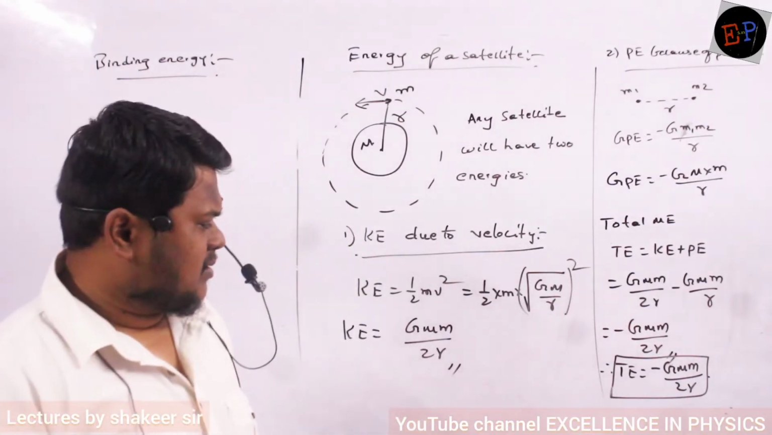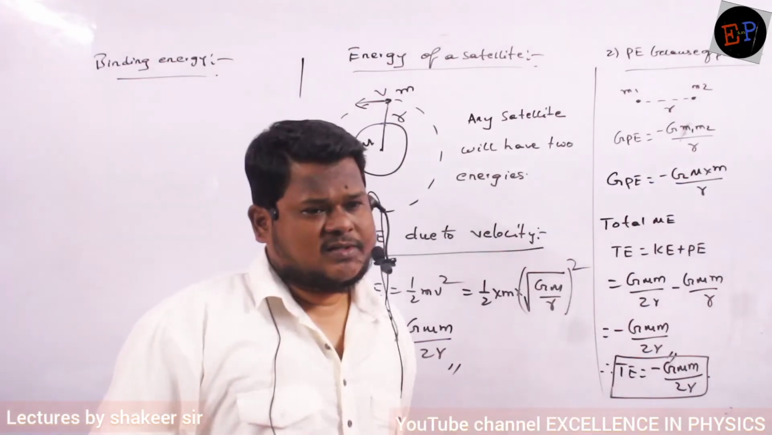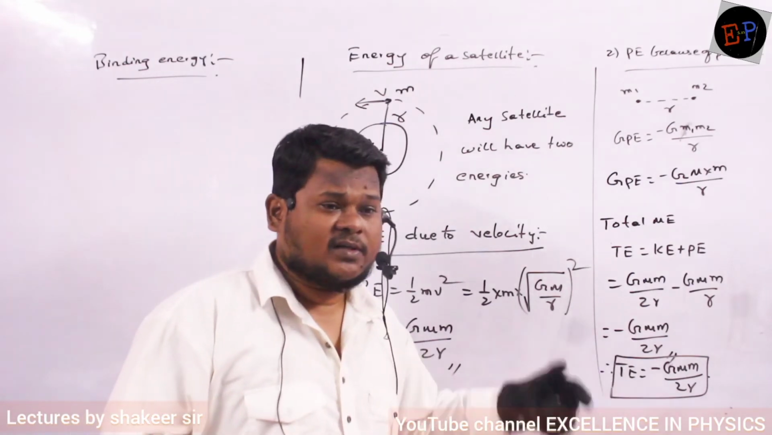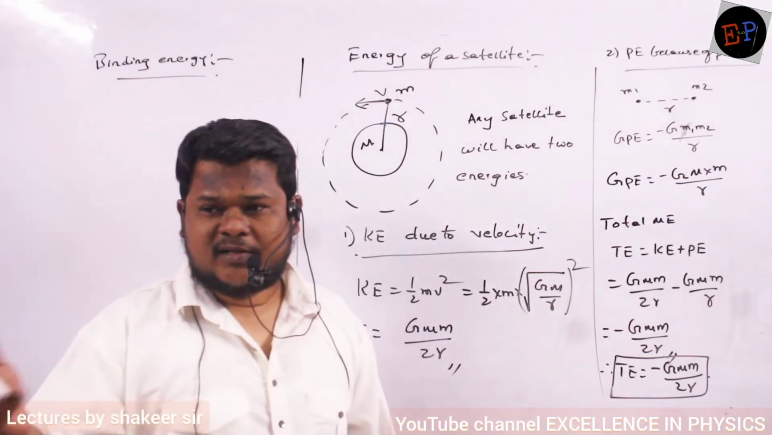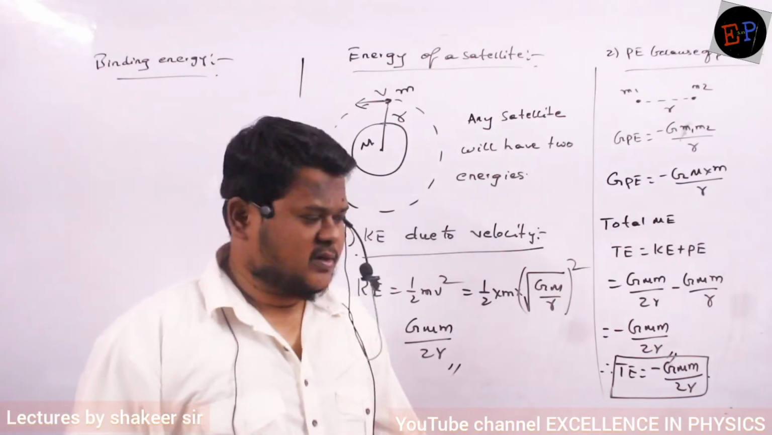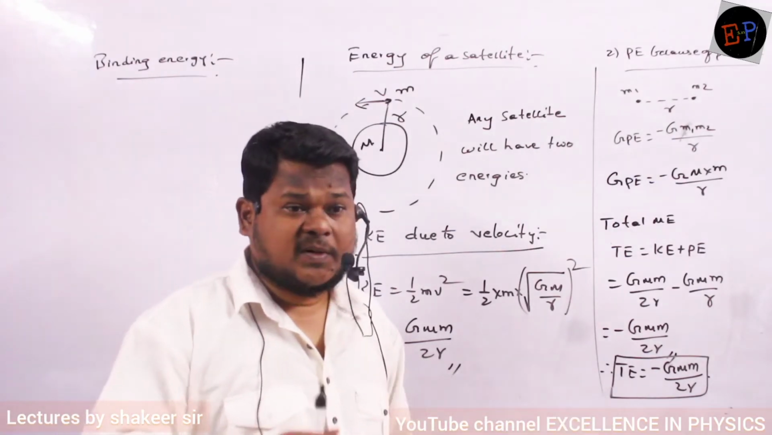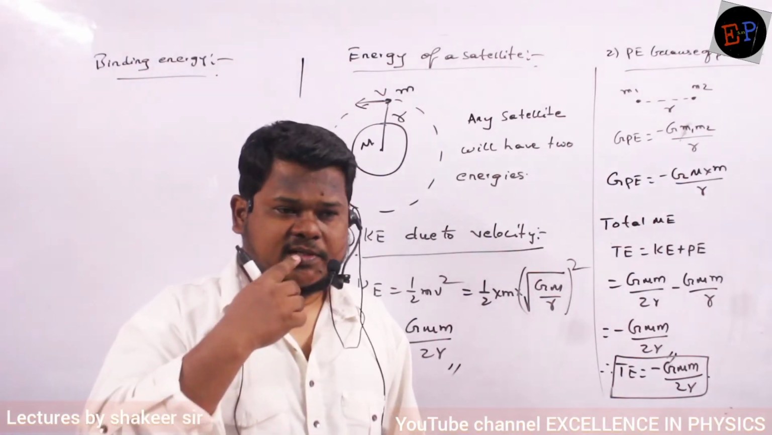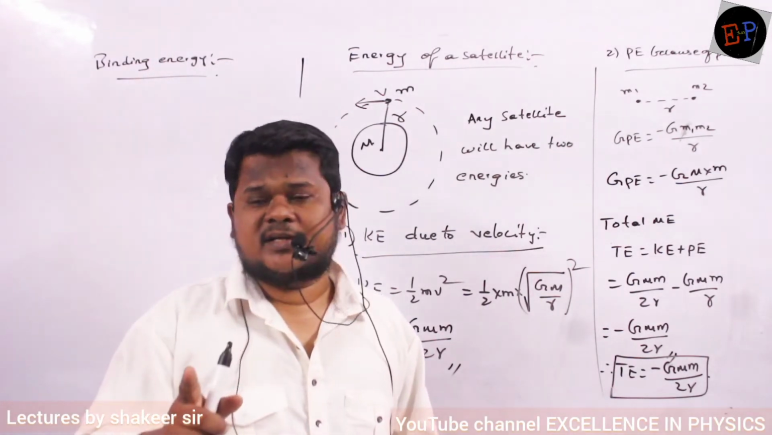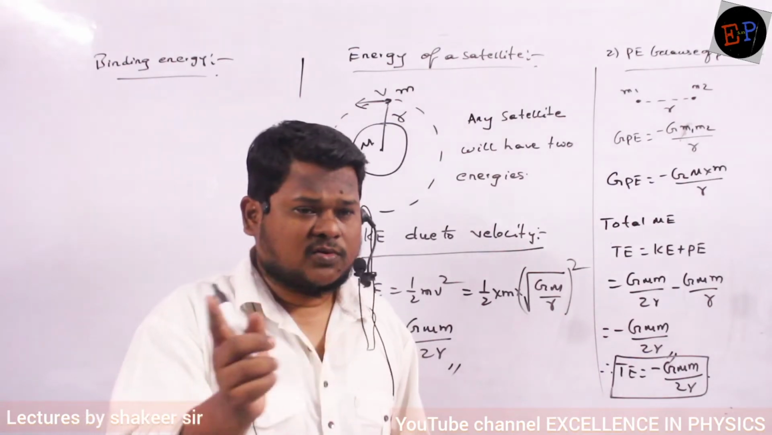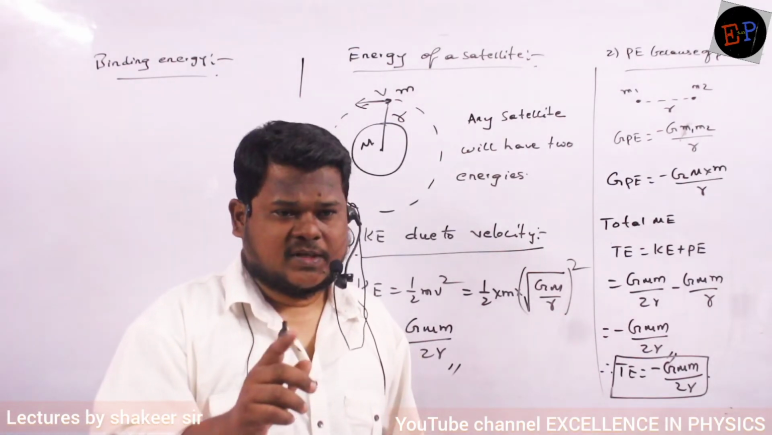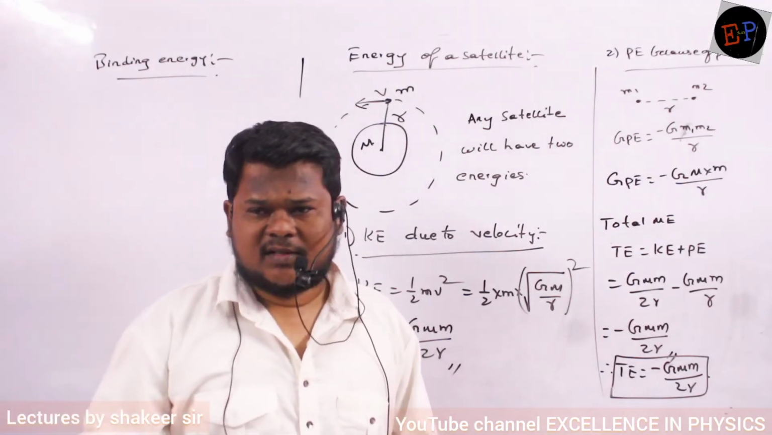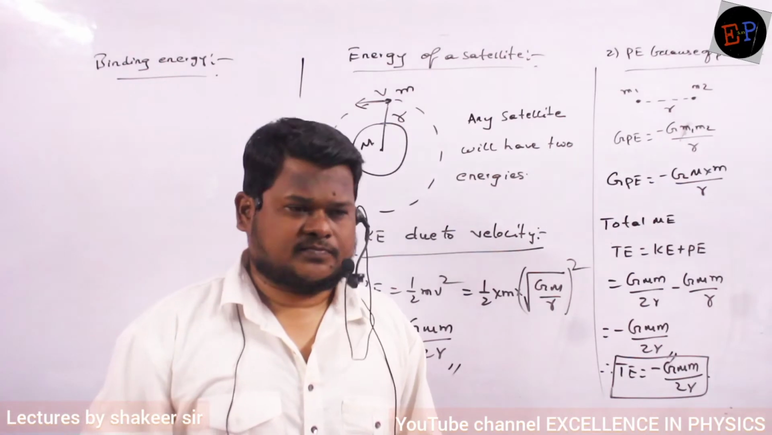Now if I give the same amount of positive energy, then what will happen? Then the total energy will become 0. For example, if it is minus 10 joules, I will give plus 10 joules. Then minus 10 and plus 10 is 0. Then what is meant by 0 energy? Zero energy indicates that the satellite is no longer under the effect of that planet. It permanently moves out of the gravitational field of the planet. That is the total energy becoming 0.